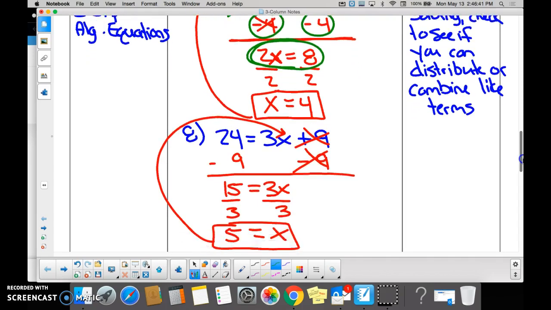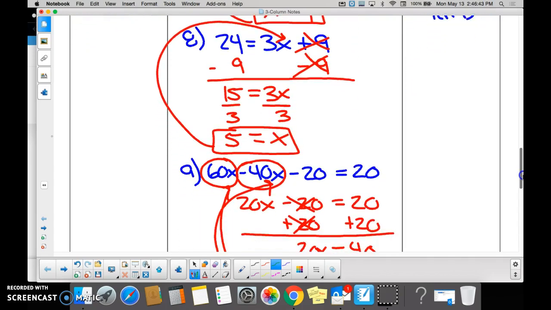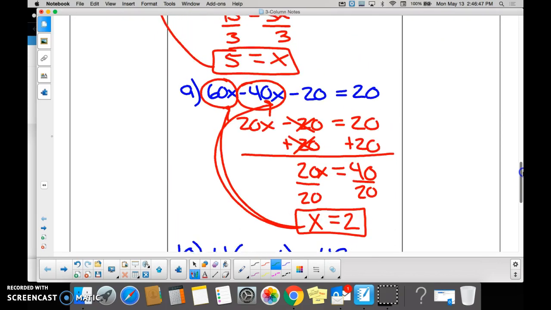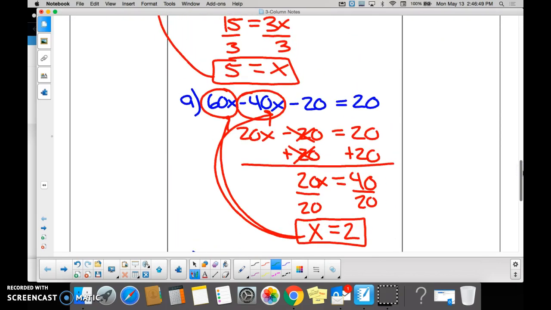Number 8 is no different. I'm going to skip down to number 9. Number 9. So in blue again is 60x minus 40x minus 20 equals 20. Why are 60x and negative 40x circled? They're like terms. So 60x and negative 40x really is the same as what? 20x. So we rewrote the problem as 20x minus 20 equals 20, and then we solve for x.